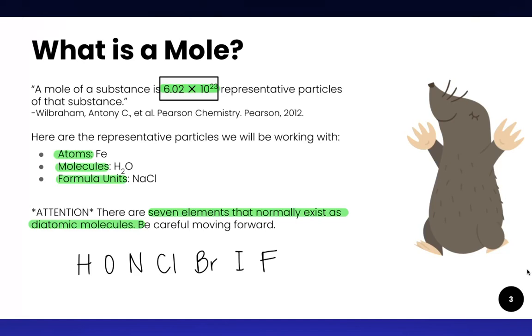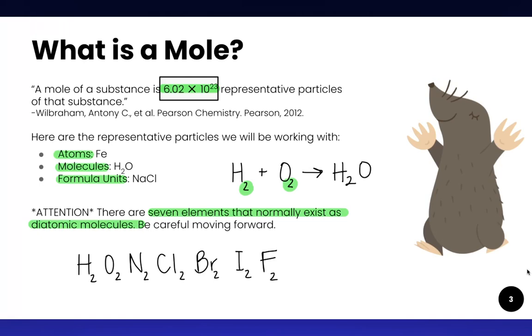So if you see H, here's an example. You could see this formula. When you see this, you just have to remember that hydrogen and oxygen typically exist as diatomic molecules. So if they're by themselves in a chemical formula, you have to add a little 2 because that's how they exist in nature. Nitrogen, chlorine, bromine, iodine, and fluorine all do the same.